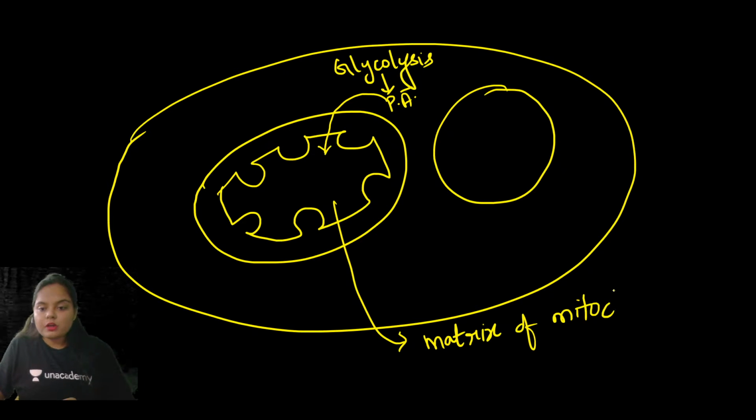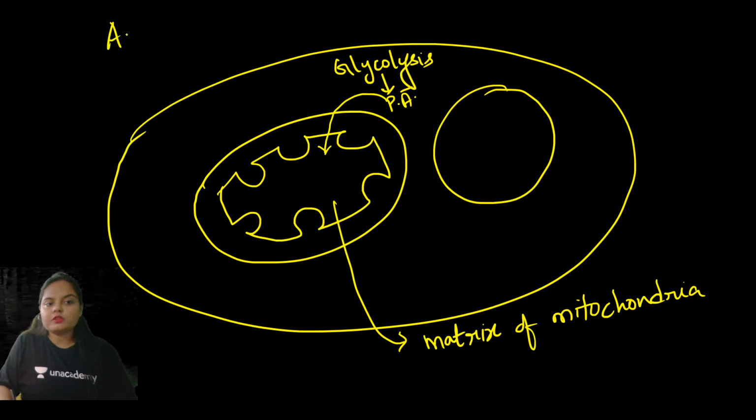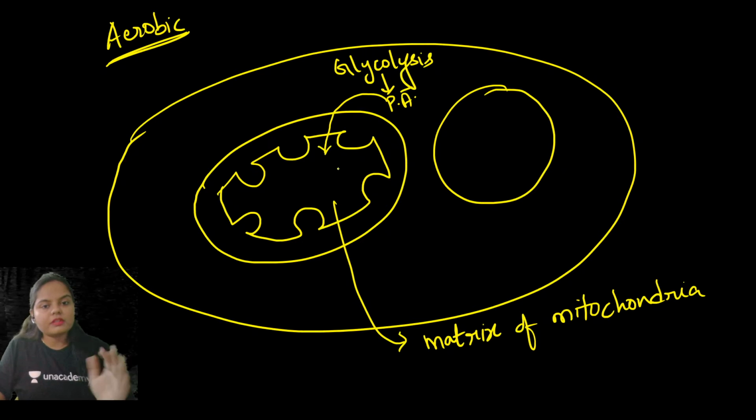Okay. So now what happens to this pyruvate in case of aerobic respiration? This pyruvic acid is actively transported to the matrix of the mitochondria. That means some amount of ATP is consumed at this step. And then what happens? Here in this matrix region, 2 cycles are going to take place. First one is the link reaction.